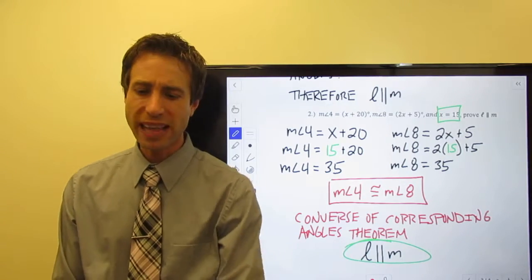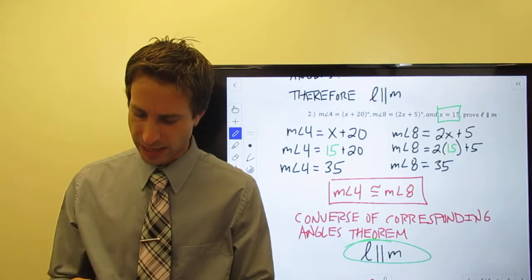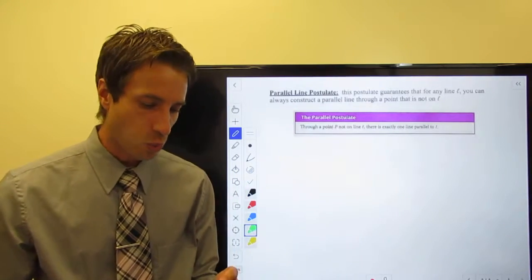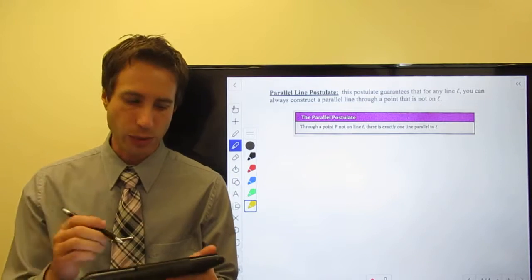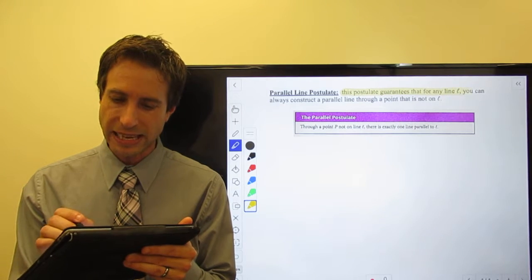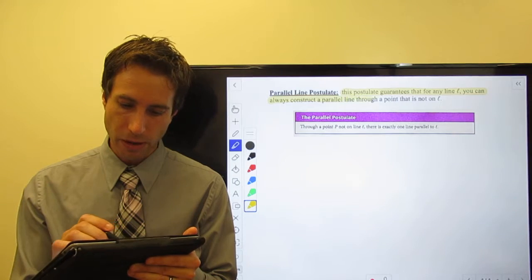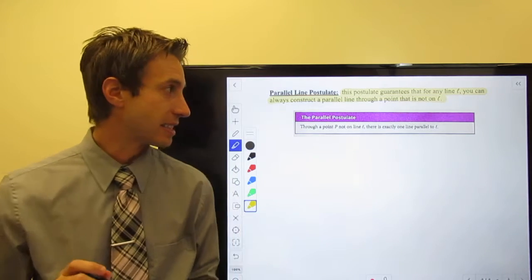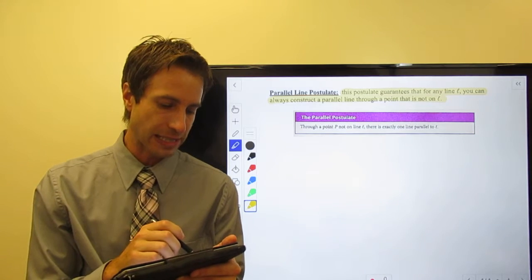All right, I got one last thing for you guys here in this section. So if you head on over to the next page, I've just got this one last postulate for you guys, and here it is. It's really a pretty simple postulate. This postulate guarantees that for any line L, you can always construct a parallel line through any point that is not on L. I know it sounds really wordy. I promise you it's a really simple idea.